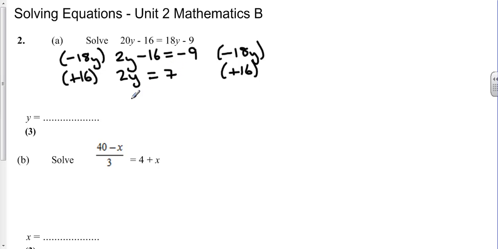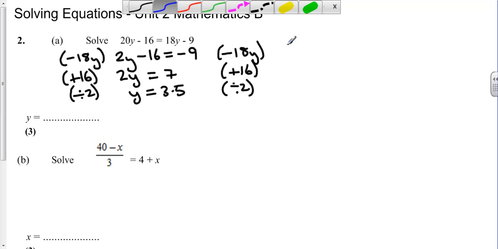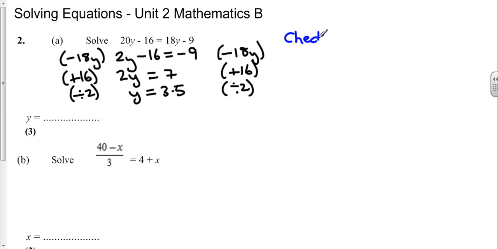Now, we don't want 2y, we just want 1y, so we're going to divide by 2. And do the same to the other side, giving us an answer of y equals 3.5. As ever, you should always check your answers. And to check that, we're going to need to substitute 3.5 back into our original equation.